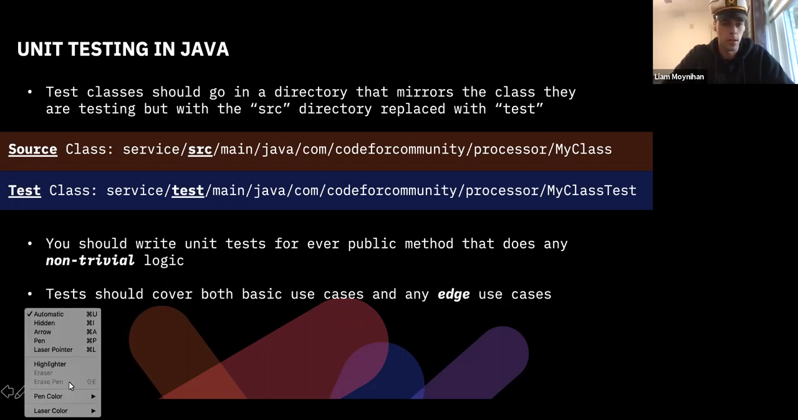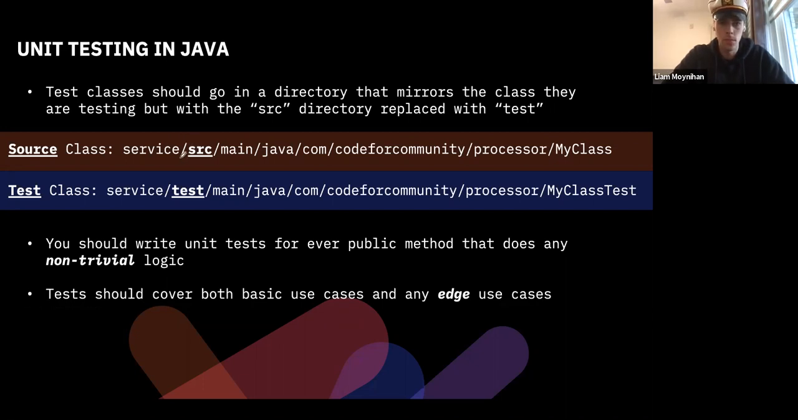So if we have our main class up here, we can see the package structure, the folders that it's under. It's going to say service/source, then main Java, then a couple different subdirectories into that. And then the test one is going to be in the exact same place, but instead of source, we have test here. And then, of course, whatever your test is called.